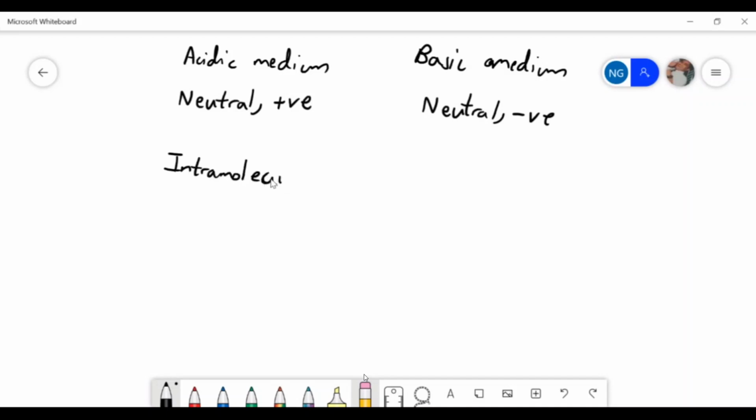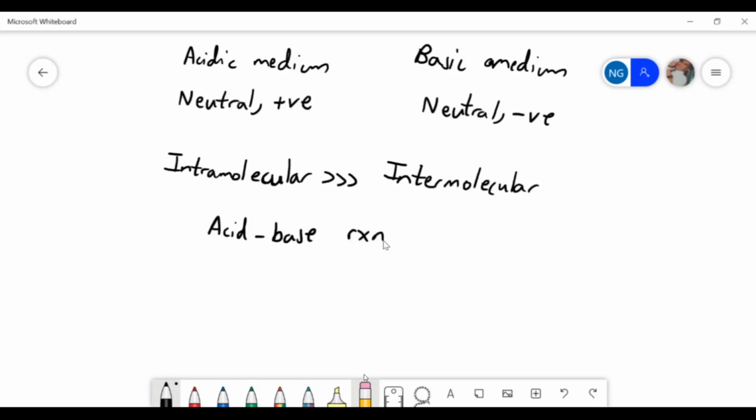So intramolecular occurs at a much faster rate than intermolecular. Basically, if there's a reaction that can happen within the molecule, it'll happen faster than between two molecules. Then you should also know that acid-base reactions are generally the fastest, or one of the fastest reactions. Acid-base reactions are really quick.